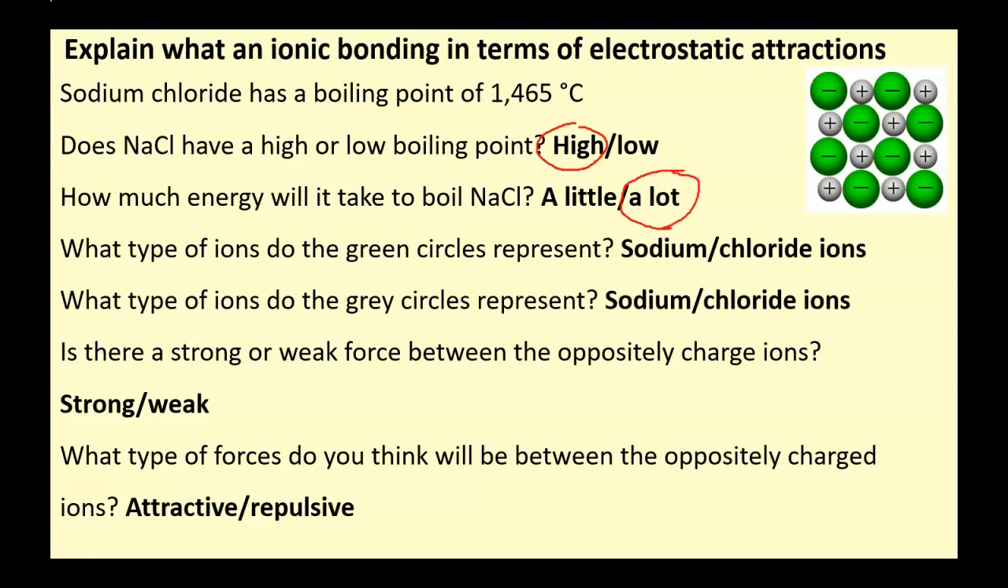What type of ions do the green circles represent in sodium chloride? If it's a negative ion, it must be a non-metal ion, so it must be a chloride ion. What type of ions do the pluses represent? As they're positive ions, they must be metal ions. So they're going to be sodium ions.